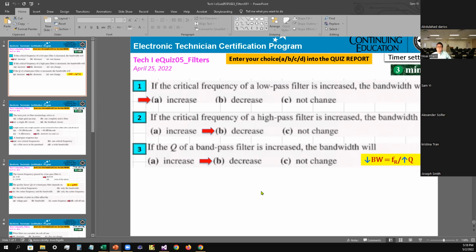So any question on number 1, 2, or 3? Okay, looks like no question.